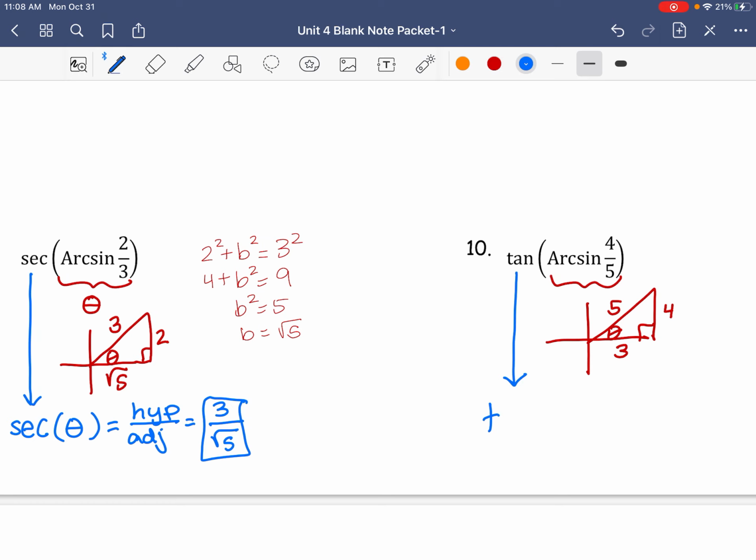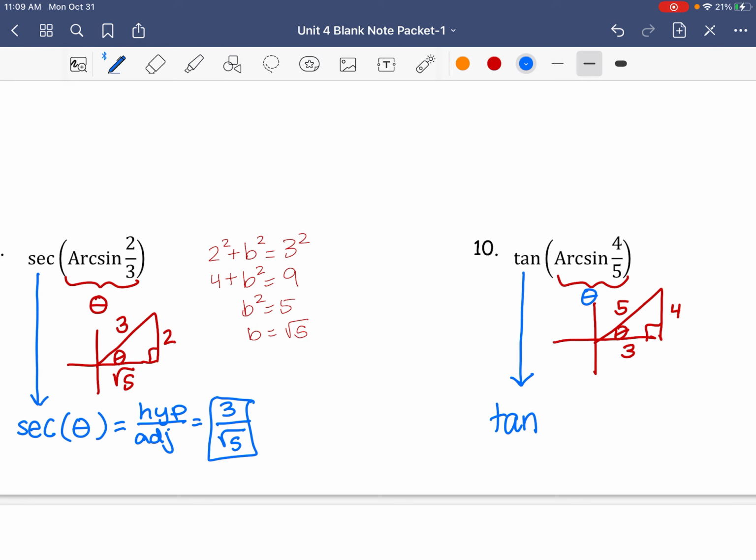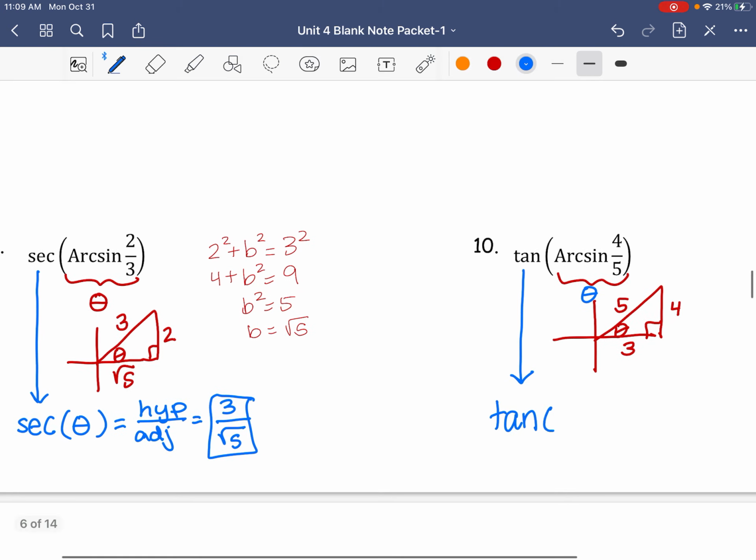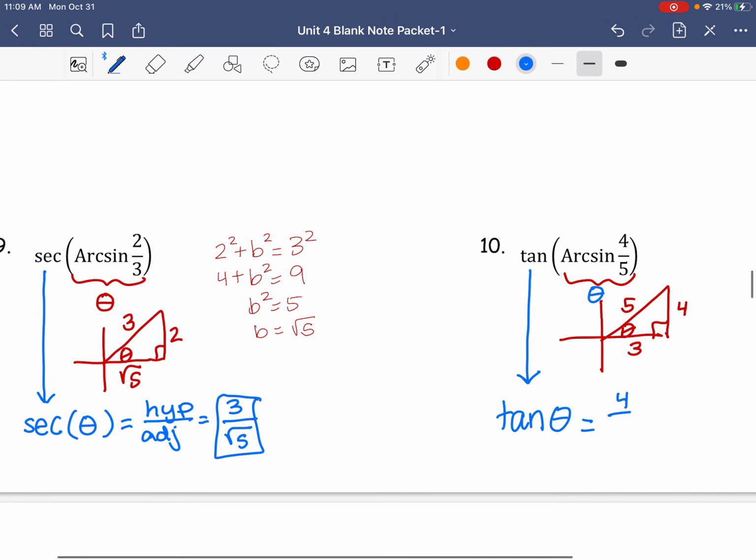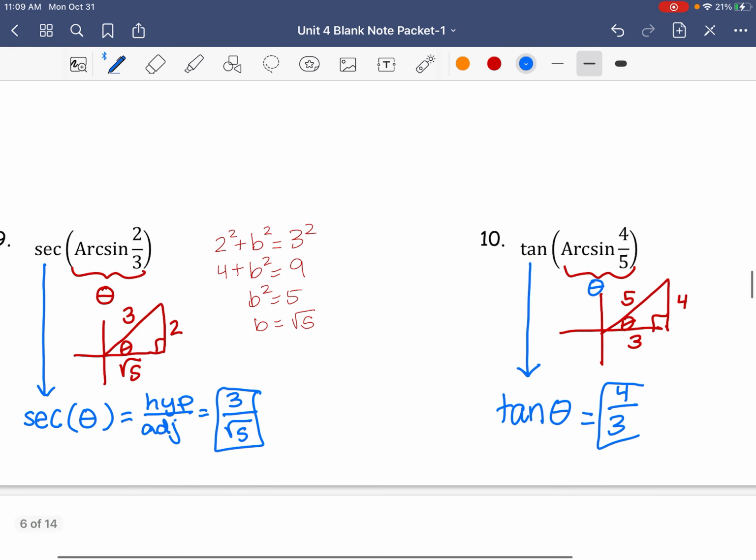And then I rewrite. Tangent. This inside was an angle. I didn't know what it was, so we're just going to replace it with theta. Now look at your triangle. Opposite over adjacent, my answer is 4/3. Okay.